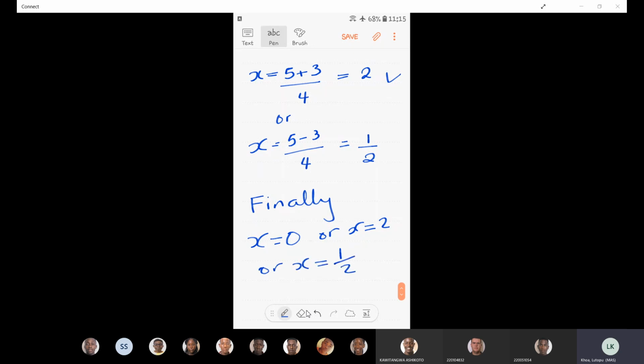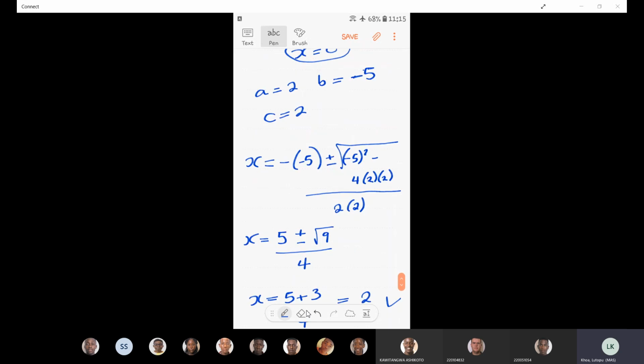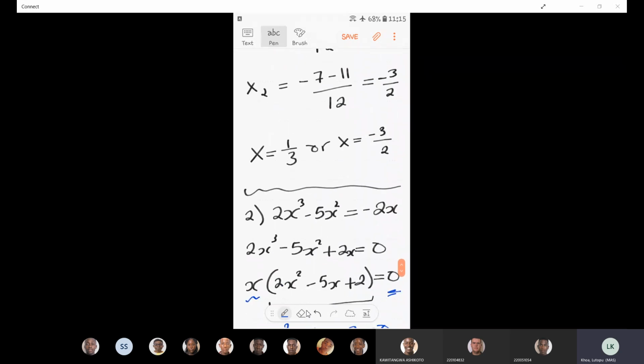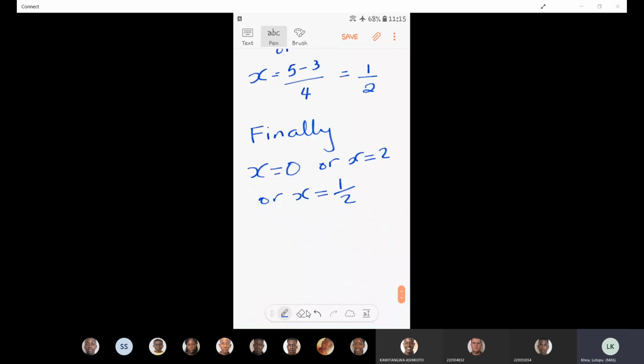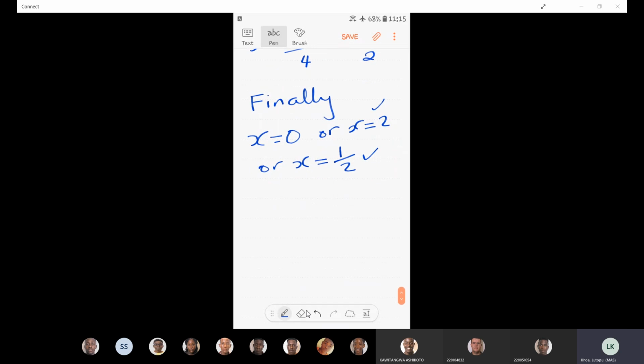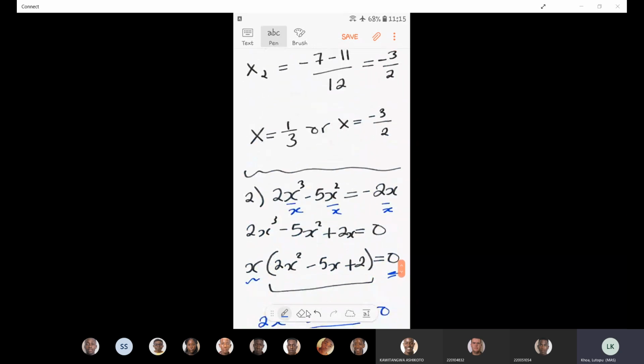Now if I had divided by x over here, and then cancelled the x out, you will see that I would only have ended up with these 2 solutions over there, and that is not correct. So do not divide by x, rather factorize it out.